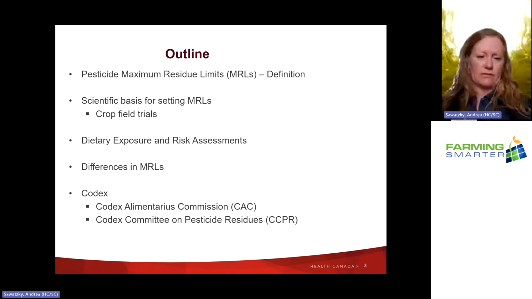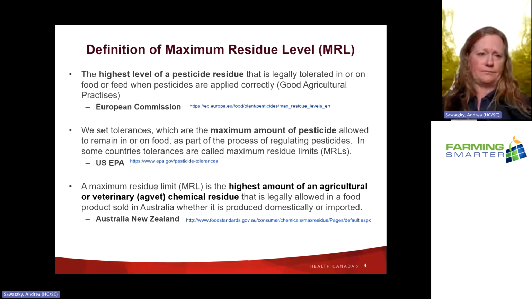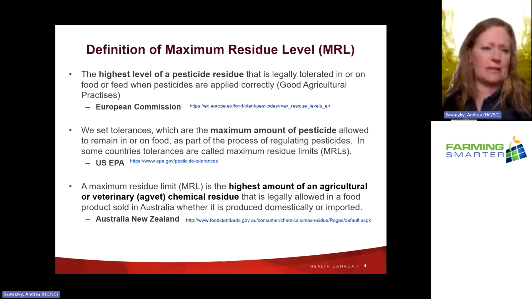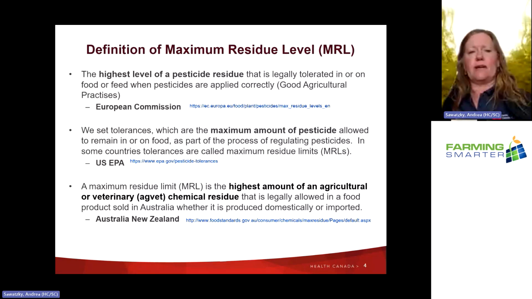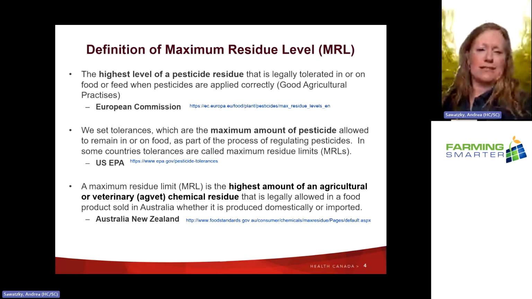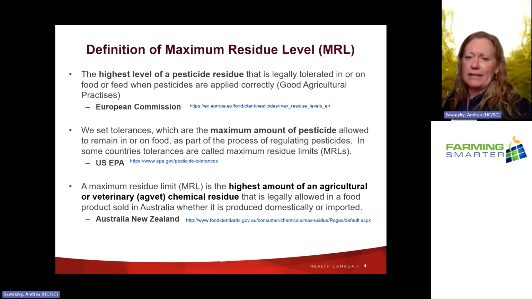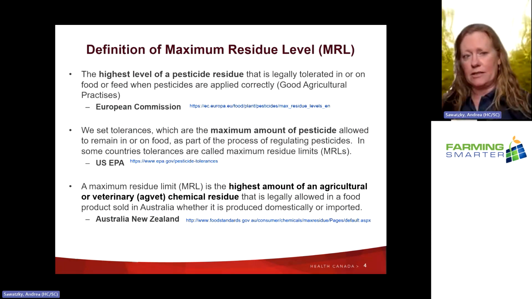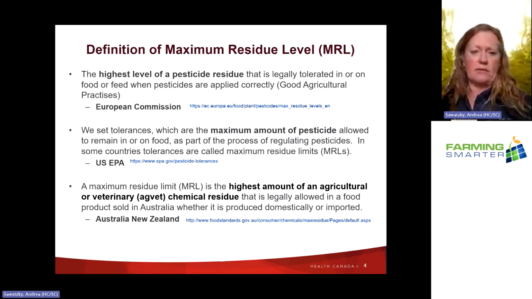So what I'm going to start with is the definitions. Maximum residue levels are defined slightly differently amongst different regulatory bodies. If you look at the European Commission, which is basically the European Union, they define a maximum residue level as the highest level of a pesticide residue that is legally tolerated in or on food or feed when pesticides are applied correctly. Okay, that makes sense.